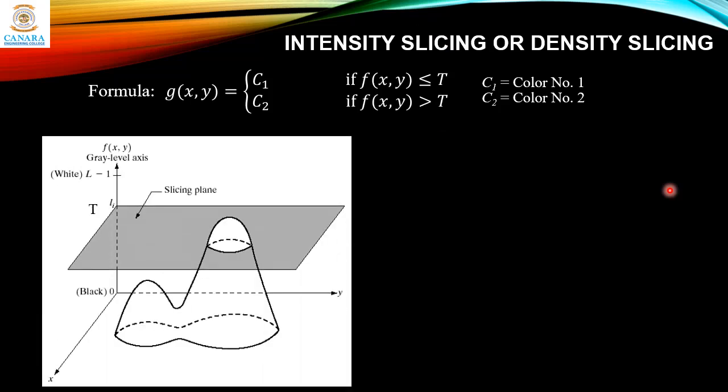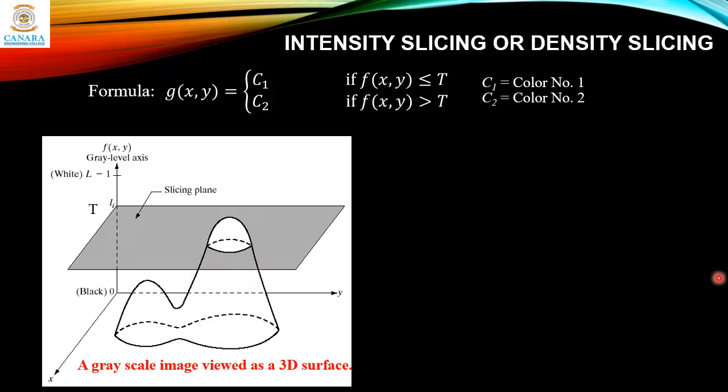This is how it looks if you use a 3D surface. This is the image plane, the x-axis and y-axis, and this is the intensity along the z-axis. So we decide a threshold. This is the slicing plane. If the pixel value at any location crosses that threshold, then we'll use C2. If it is less than that threshold, we'll use C1.